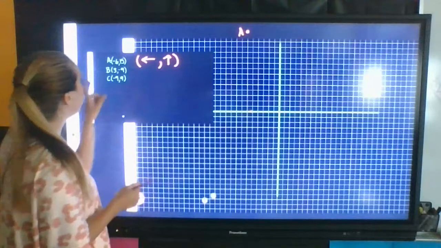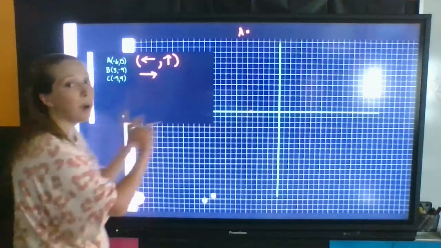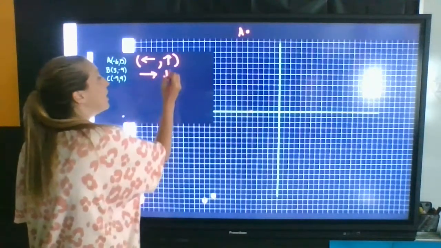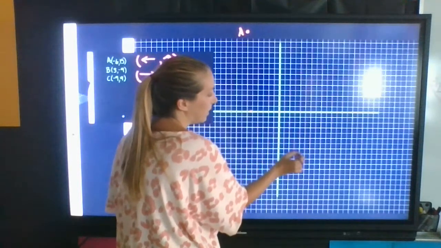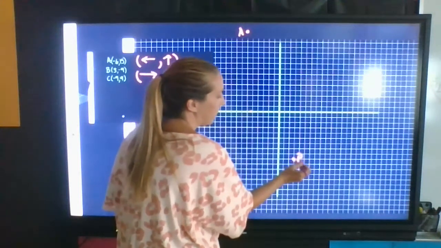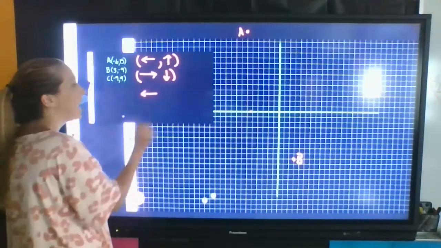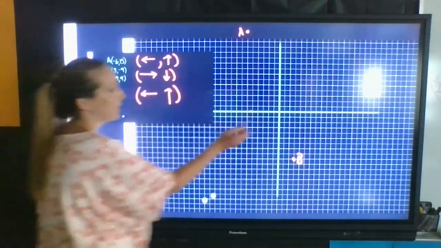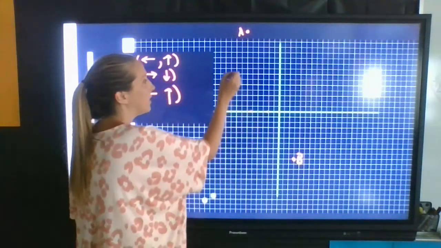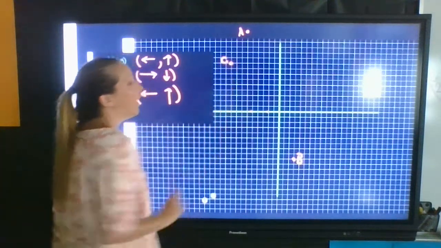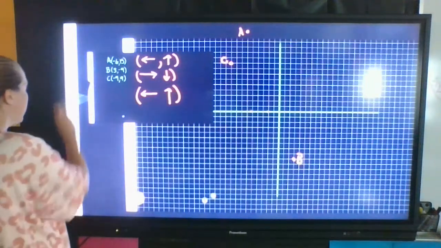All right, so then we have B, which is going to be a positive 3, negative 9. So we're going to go right 3 because that's a positive 3, and we're going to go down 9. So right 3, so 1, 2, 3, and down 1, 2, 3, 4, 5, 6, 7, 8, 9. So here's B. And last one, we have a negative 9, positive 9. So we're going to go left 9 spaces and up 9 spaces. So 1, 2, 3, 4, 5, 6, 7, 8, 9, and 1, 2, 3, 4, 5, 6, 7, 8, 9. Now, always remember to go back to that origin and then find your coordinates that way. All right, so let's clear this.